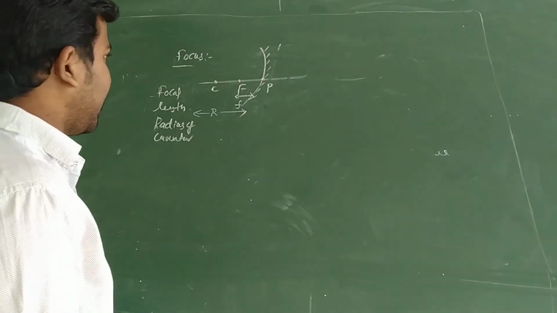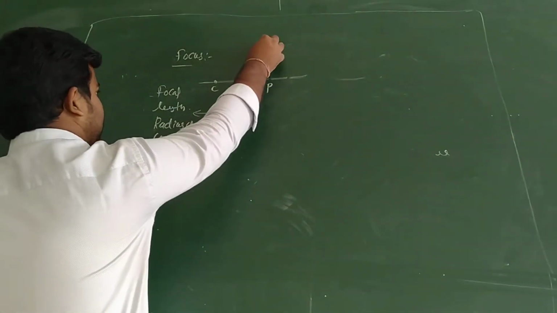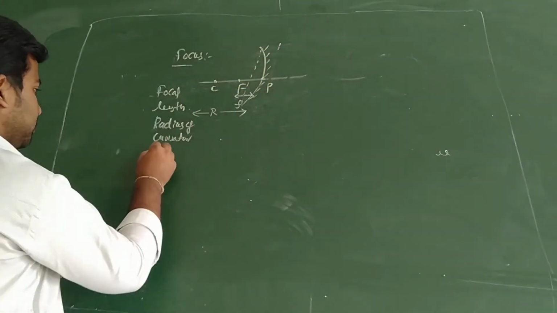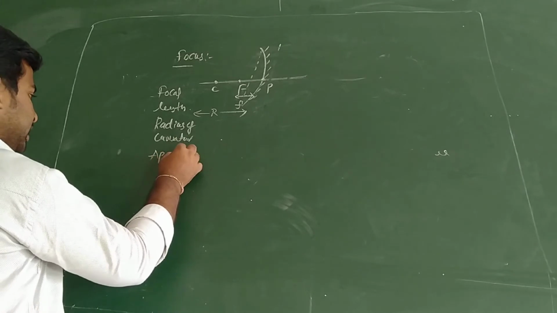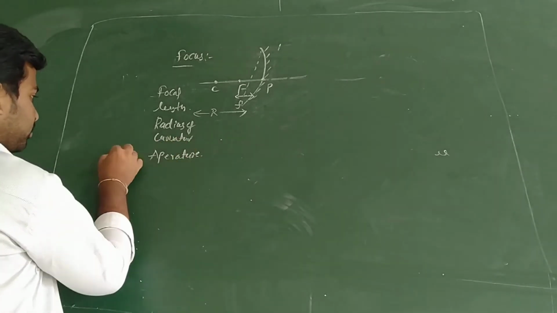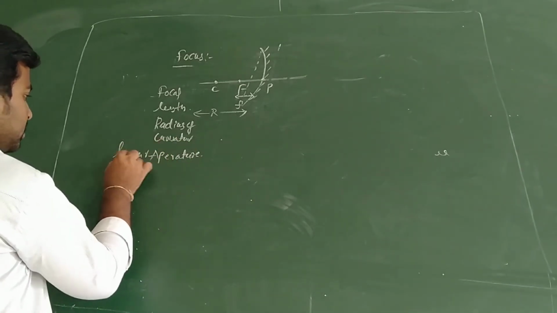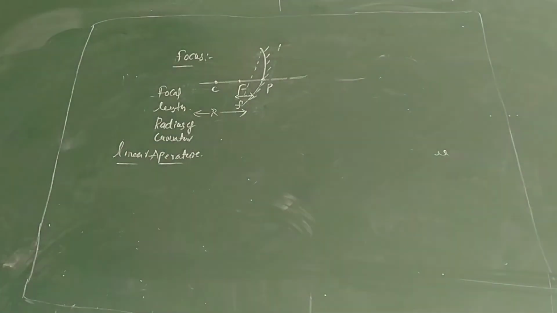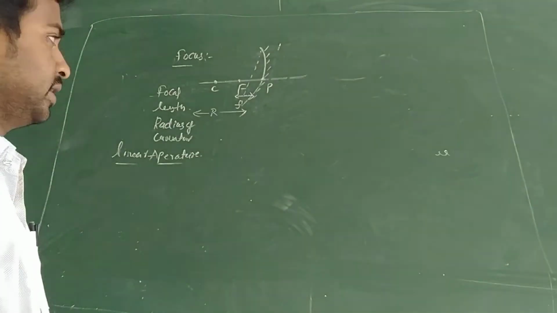Next, about aperture. Aperture means the diameter of the spherical mirror. Aperture means linear aperture. So the diameter of the spherical mirror is called linear aperture.